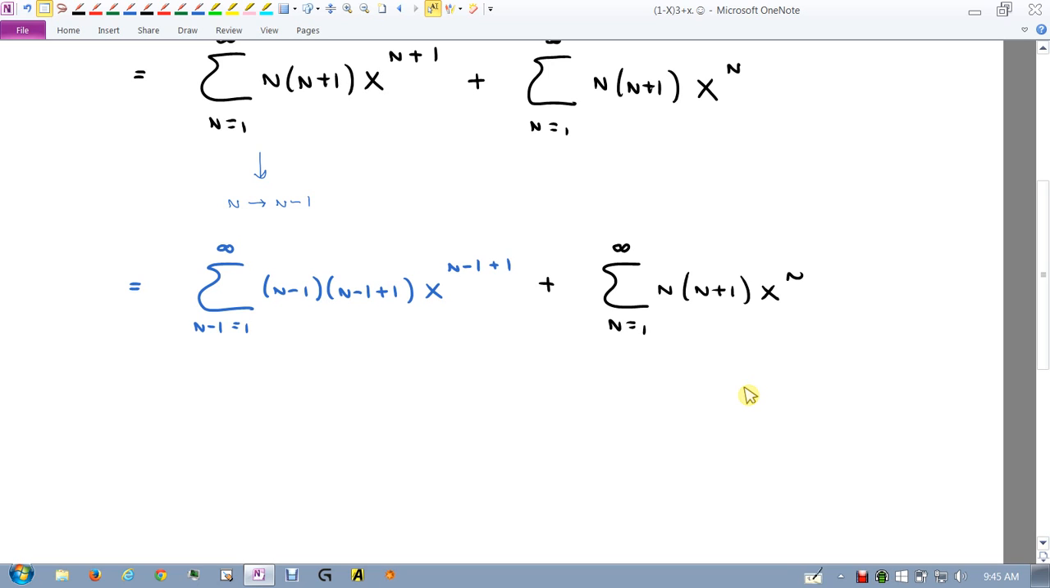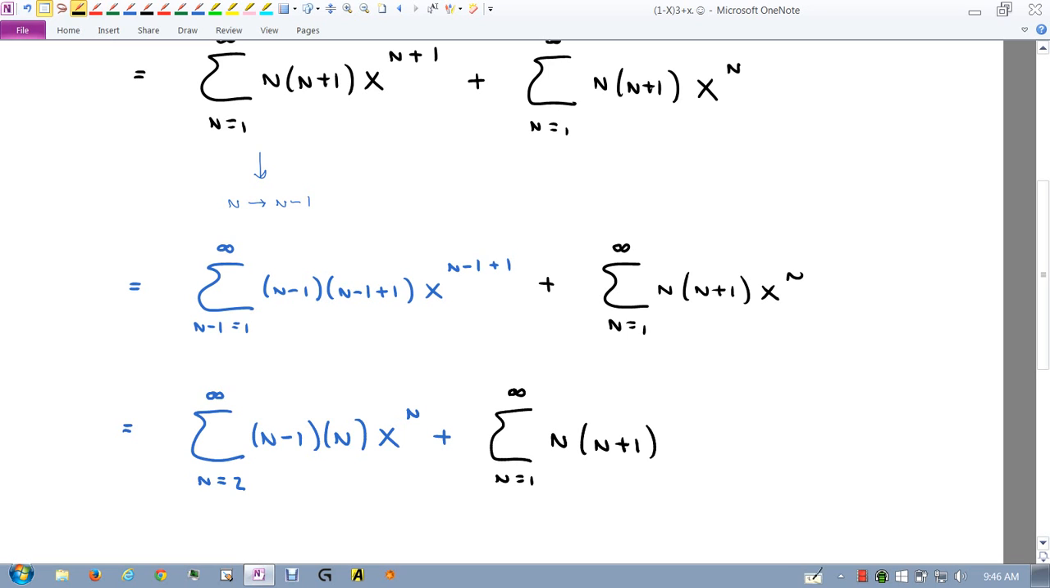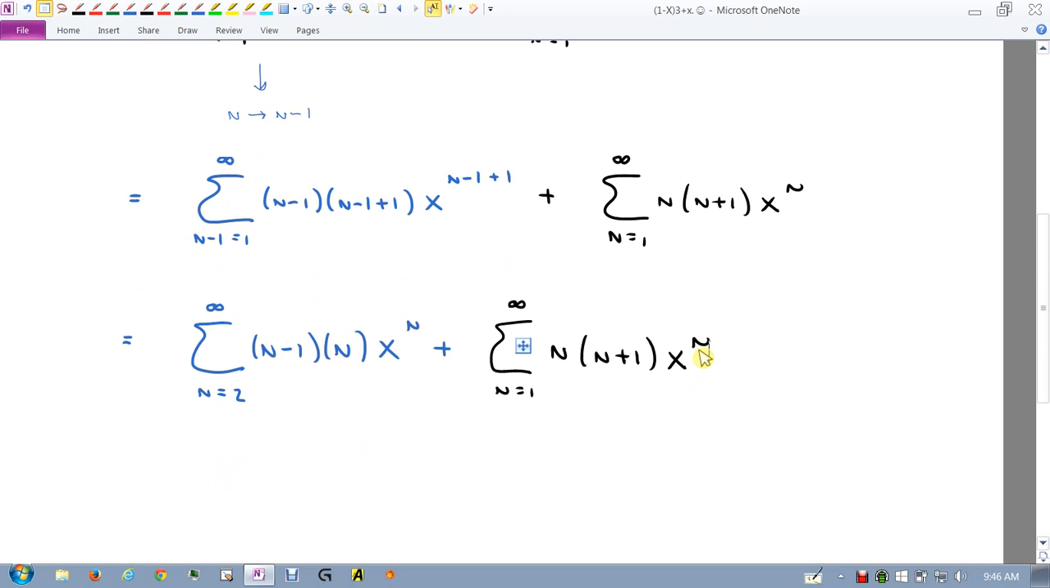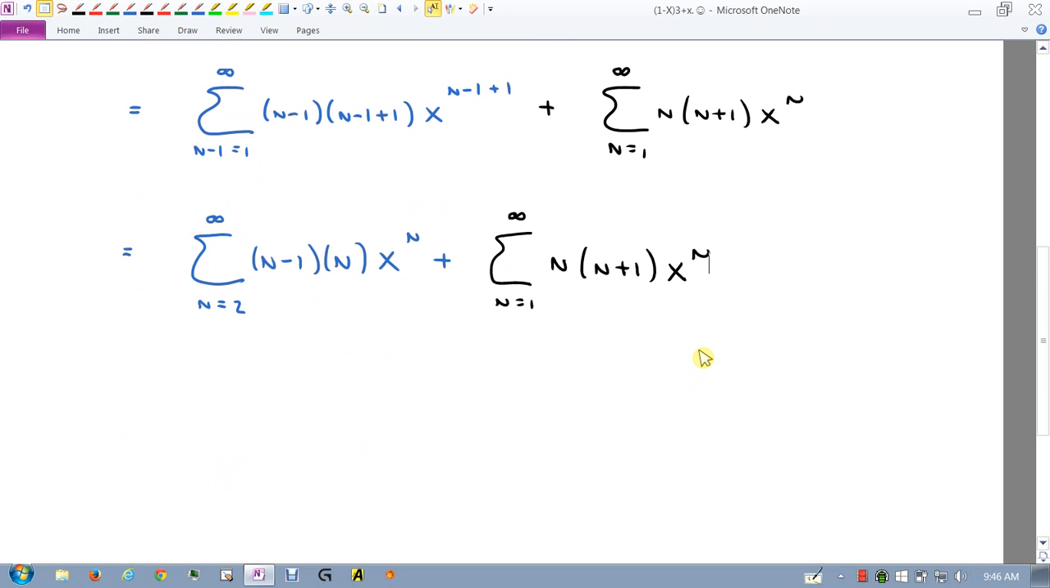Y'all okay with that? All right, let's go ahead and rewrite this blue one. It's going to be the sum from n equals 2 to infinity, n minus 1 times n times x to the n, plus the other one. Okay. Y'all still with me? Yeah?